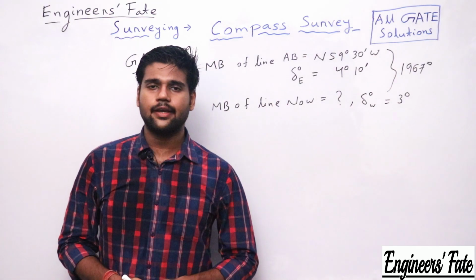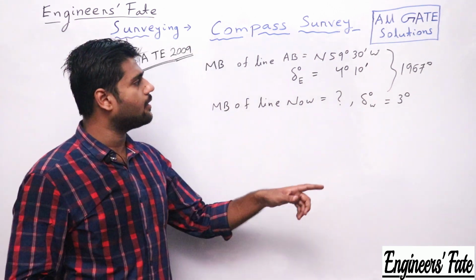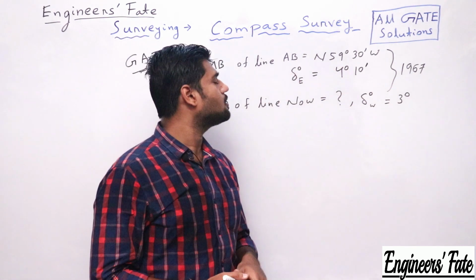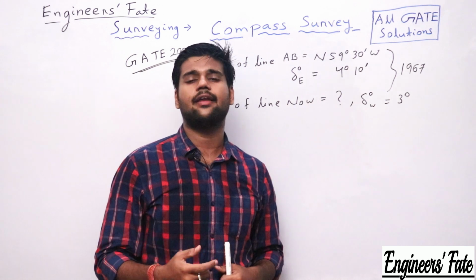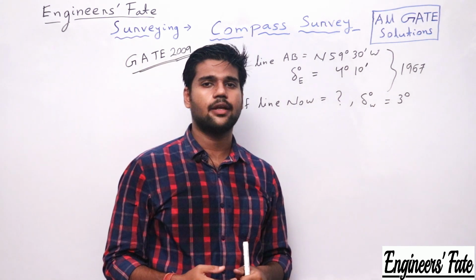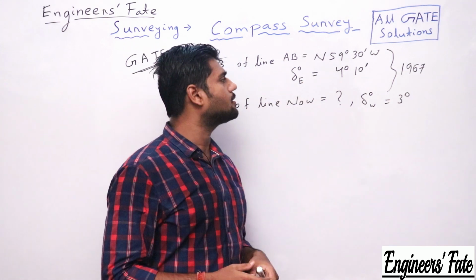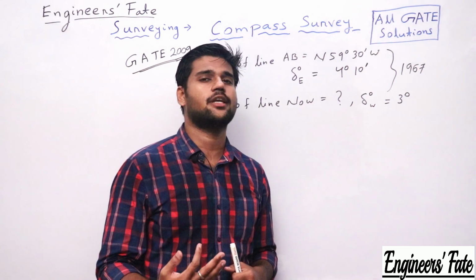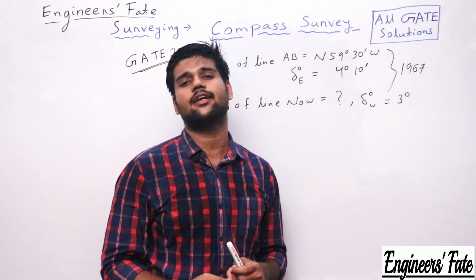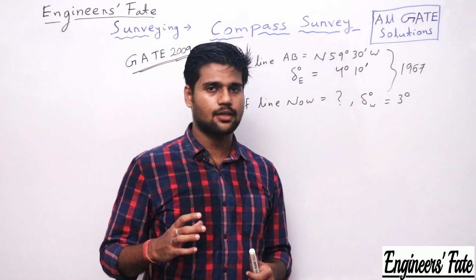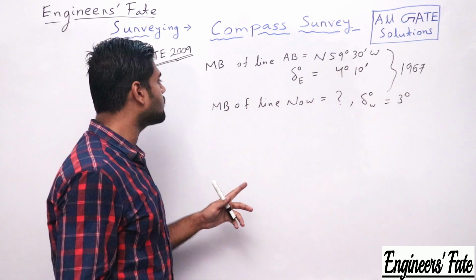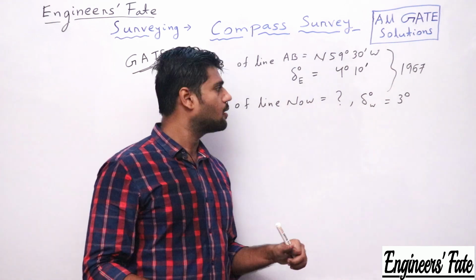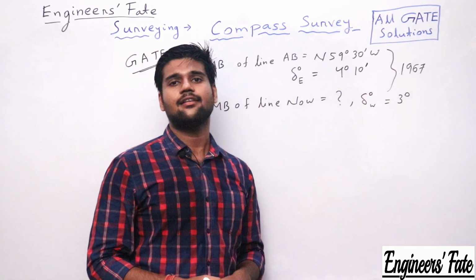So this is the question asked in GATE 2009, and the question said that in the year 1967, the magnetic bearing of a line AB is given as north 59 degree 30 minute west, means the bearing is given in quadrilateral system of bearing. Then the eastern declination is given as 4 degree 10 minute. What I have told you, if in the question the bearing is given in quadrilateral system of bearing, convert into whole circle bearing. Now what he has asked in the question, he has asked the magnetic bearing of a line right now present, and he has given the western declination as 3 degree.